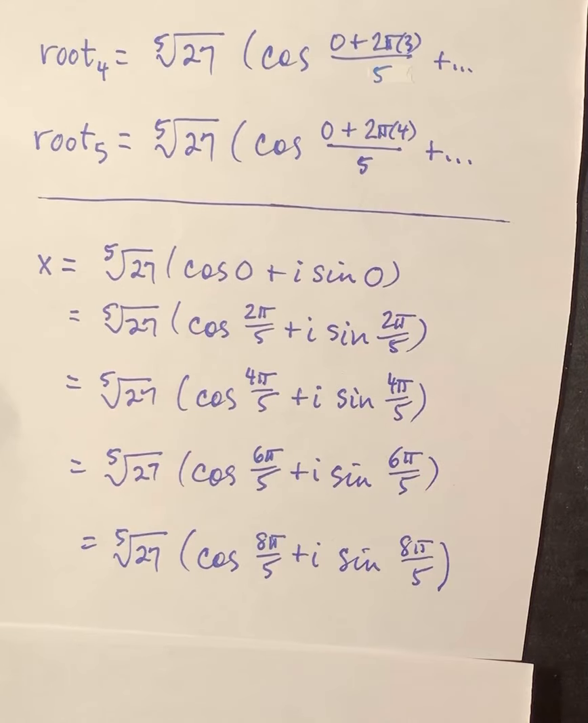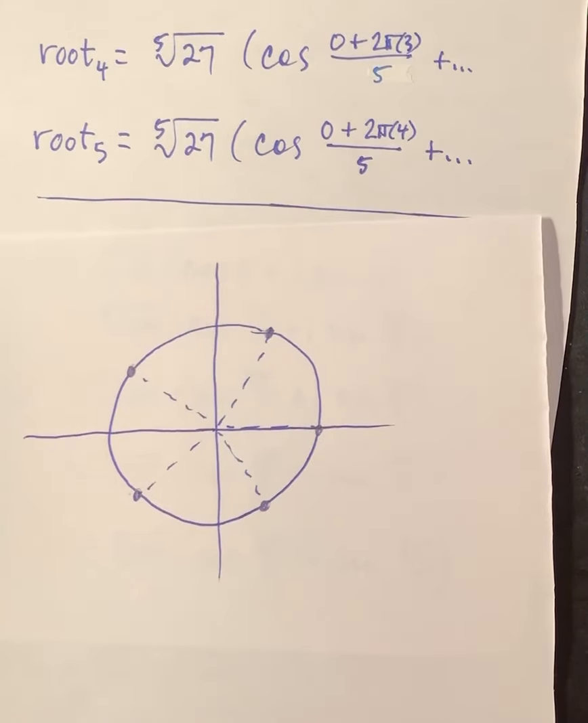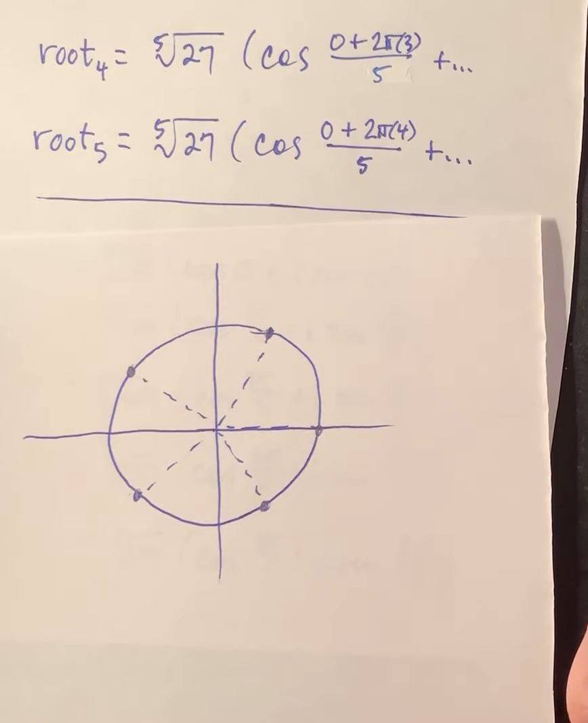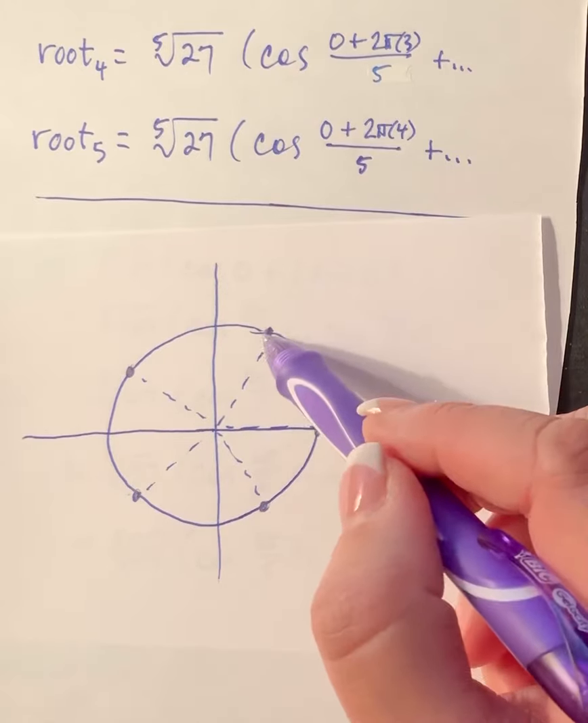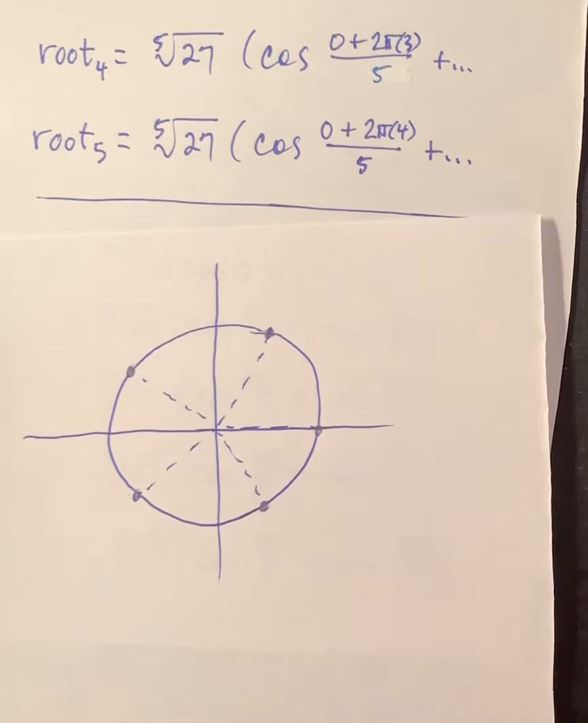And then they do want you to do a graphical representation of these roots. And this is where you get, there's 5 of them, and they're all equally spaced around a circle. All right. This is one where the angle is 0. Here's the one where it's 2 pi over 5, 4 pi over 5, 6 pi over 5, 8 pi over 5.